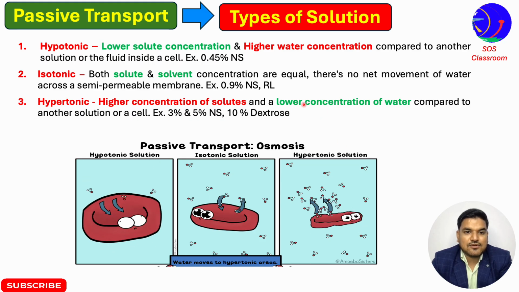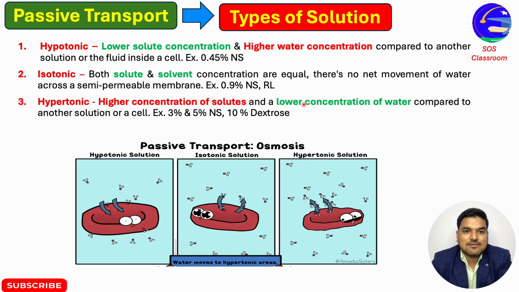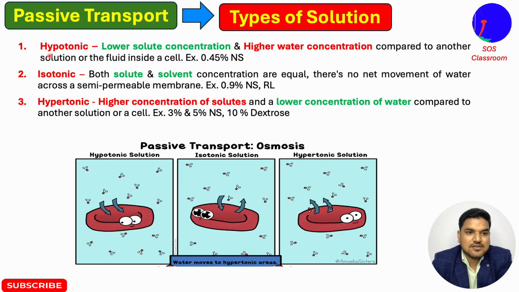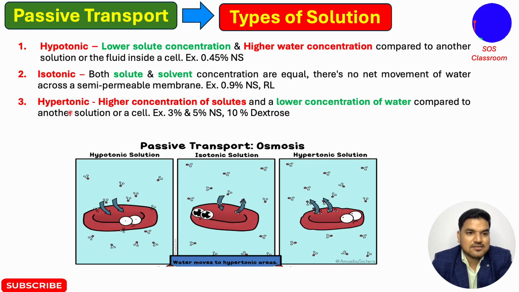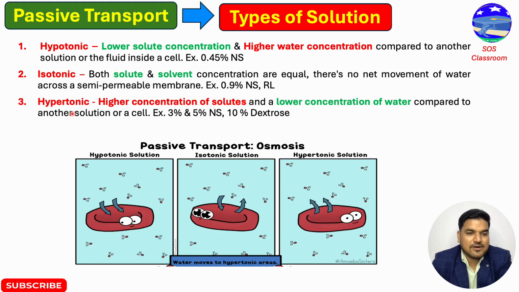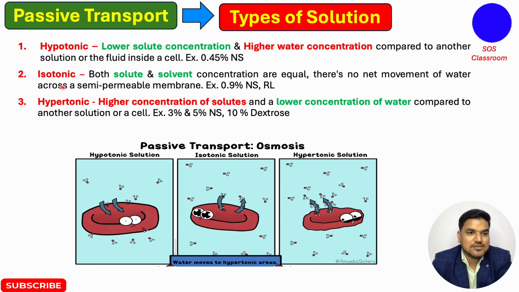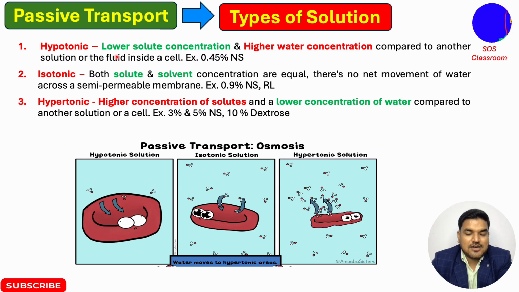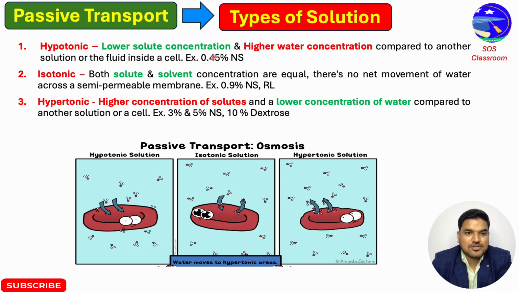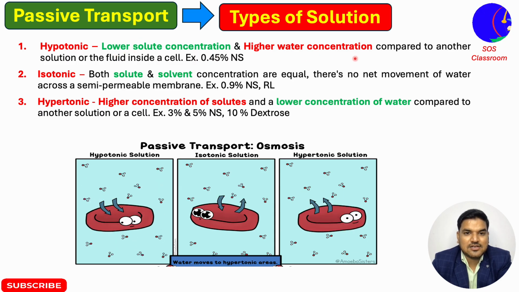Next is the types of solutions. There are different types of solution. First is the hypotonic, next is the isotonic, and third is the hypertonic. What are the differences between hypotonic, isotonic, and hypertonic? Hypotonic means lower solute concentration and higher water concentration.